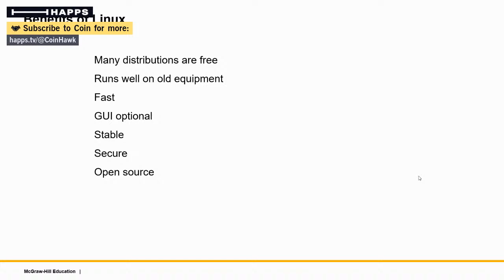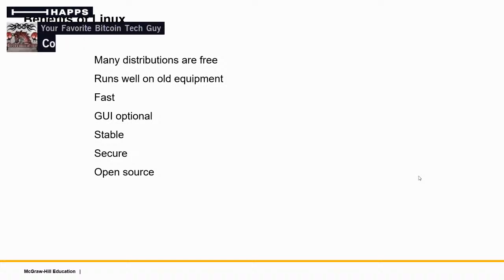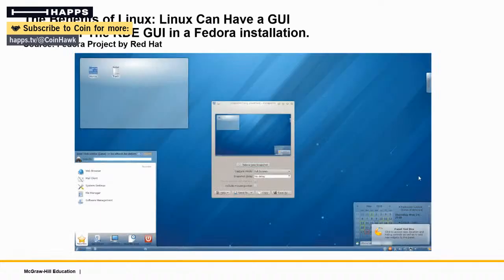The GUI environment is completely optional within Linux under most systems, meaning that you can run it completely from a command line and still make all the tools and services that you require for your environment available for anybody that does have a desktop and or is accessing this system through a web browser or such. So it's pretty flexible from that perspective. Stable, secure, and of course open source, meaning freely available.